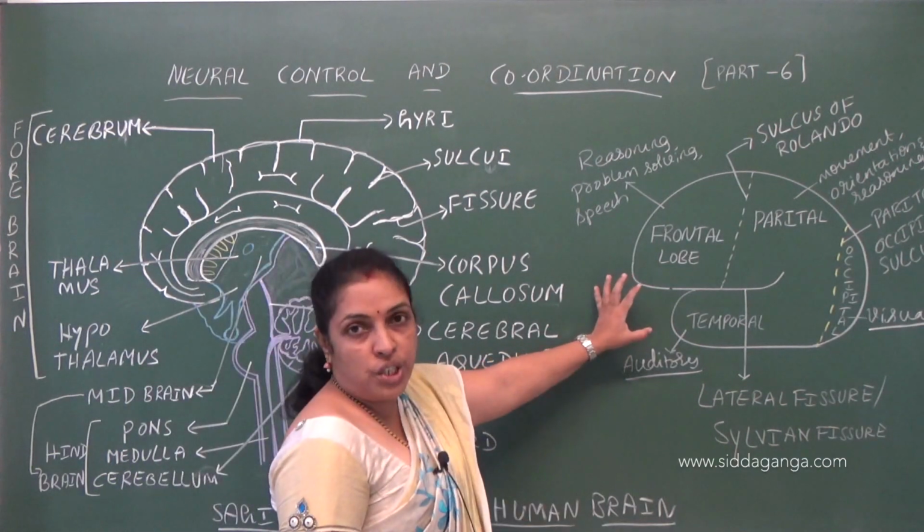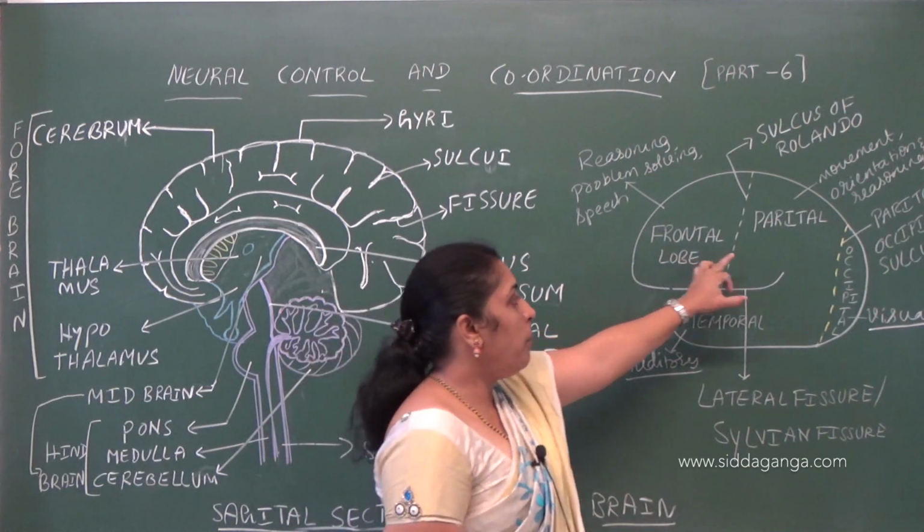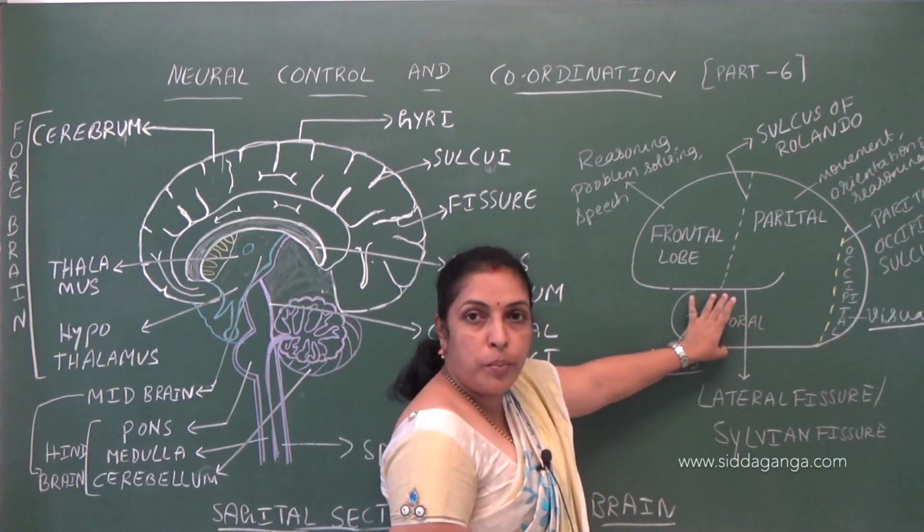So, the fissure and sulci divide the cerebrum into 4 lobes: frontal lobe, parietal lobe, occipital lobe and temporal lobe.